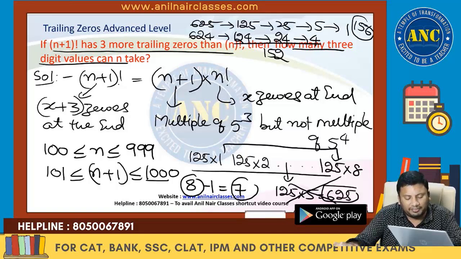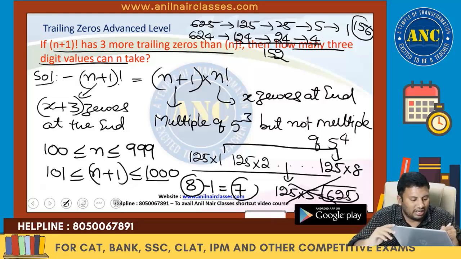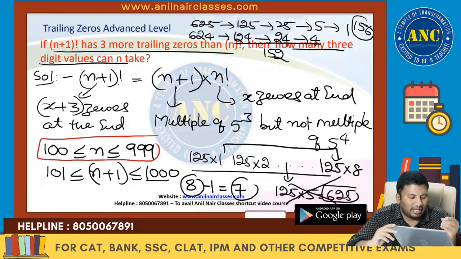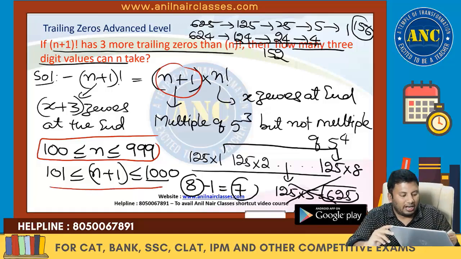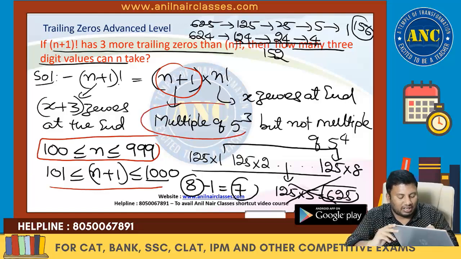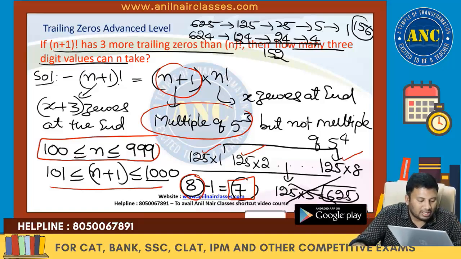Please see it. n! has x zeros. (n+1)! has x plus 3 zeros. The idea is to take extra 3 zeros. The 3-digit numbers run from 100 to 999, but I want n plus 1, so I added 1, giving 101 to 1000. How many multiples of 5 cubed are there? 125 ones, 125 twos, up to 8 in total. Of those, the multiple 625 (125 fives) we have to eliminate. 8 minus 1 is 7.